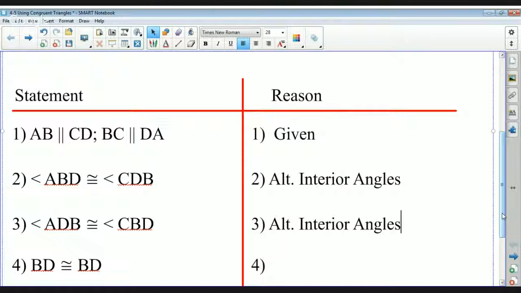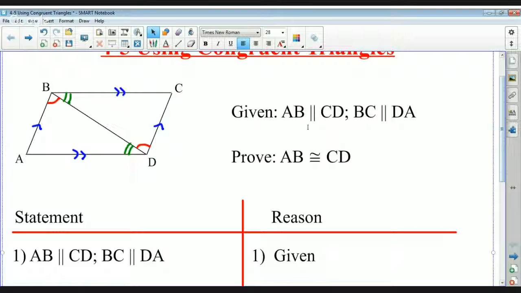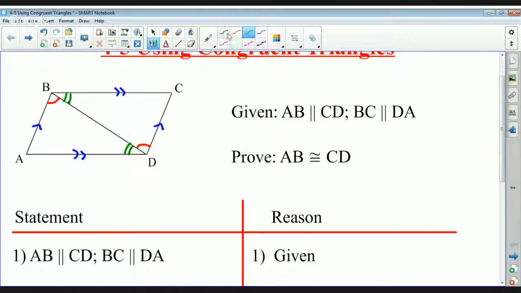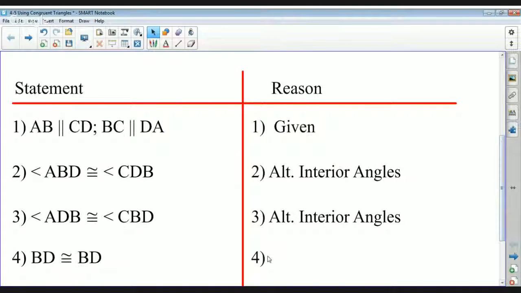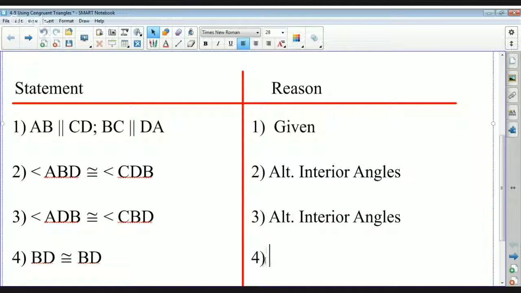Statement 4 says BD is congruent to BD. Because these two triangles are touching each other, we know that the shared side that's in both triangles has to be congruent to itself. So if we come back down to our proof, we know they're congruent because of the reflexive property.